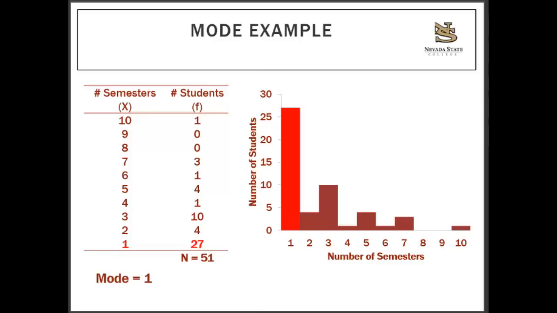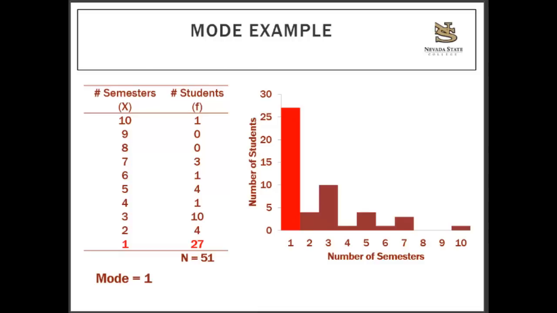Remember, you can have multiple modes, so maybe we had another number of semesters with exactly 27 as our frequency. But you can also say that you have multiple modes if maybe you had another value in this data set. Maybe we had 24 students who had been attending NSC for 5 semesters. Well, you could make the case that you have 5 and 1 as your modes. It depends on who you're asking.